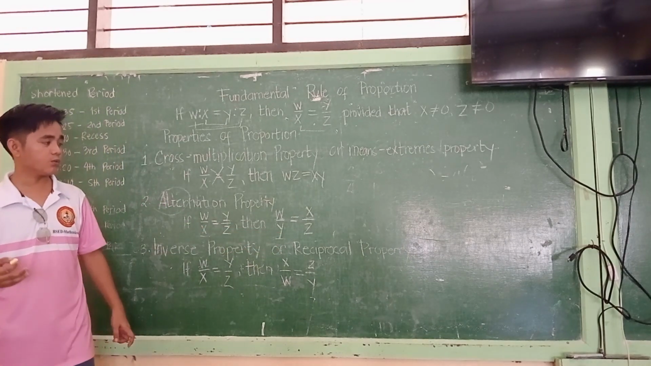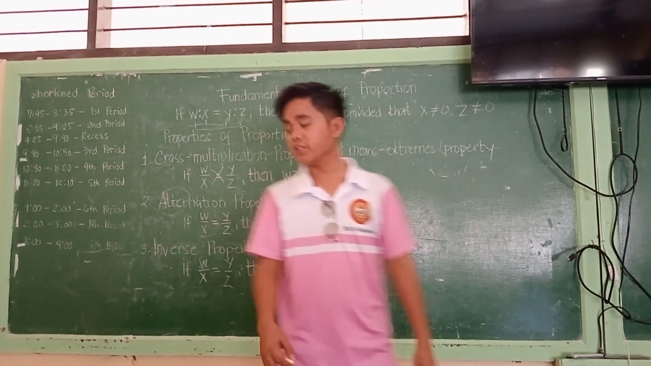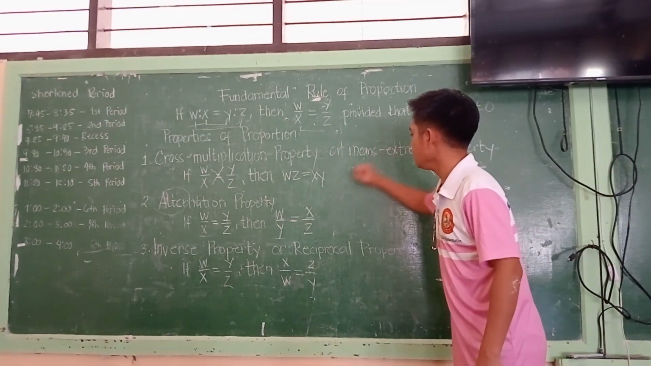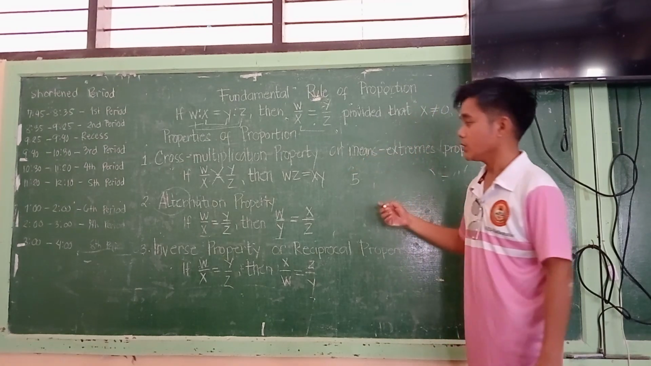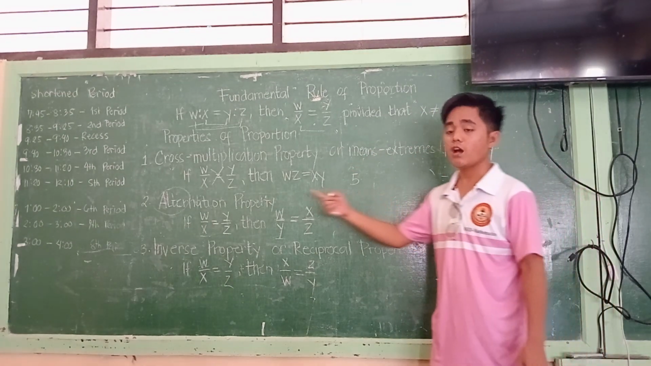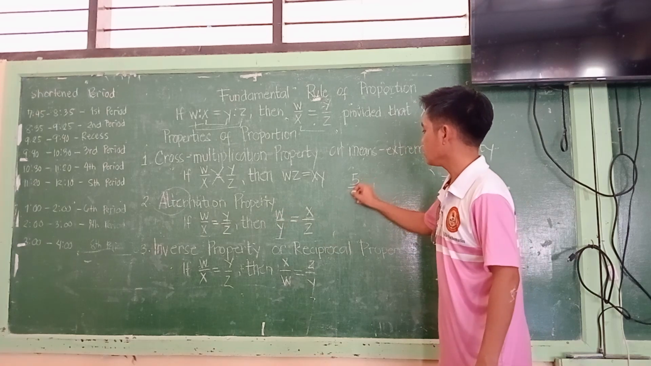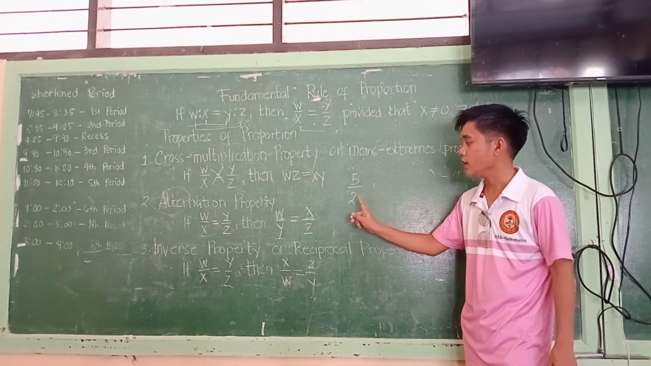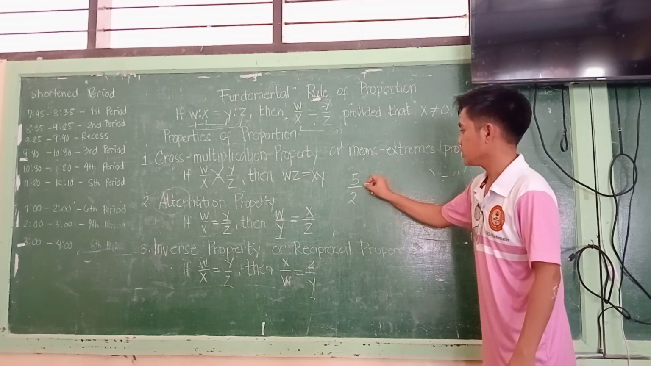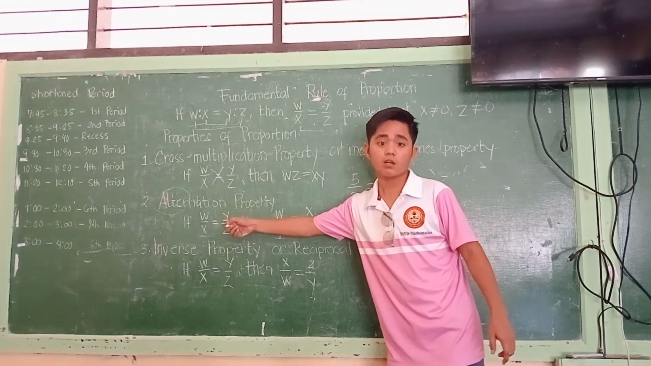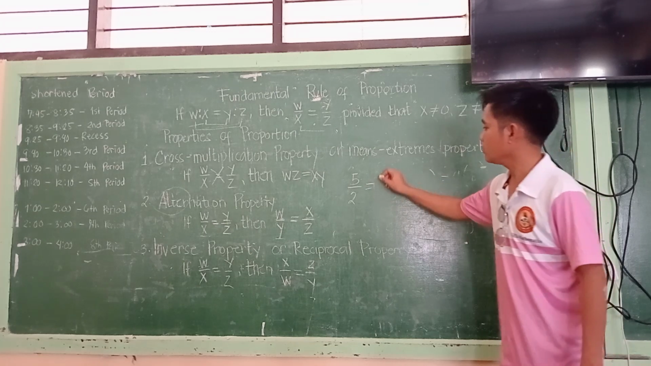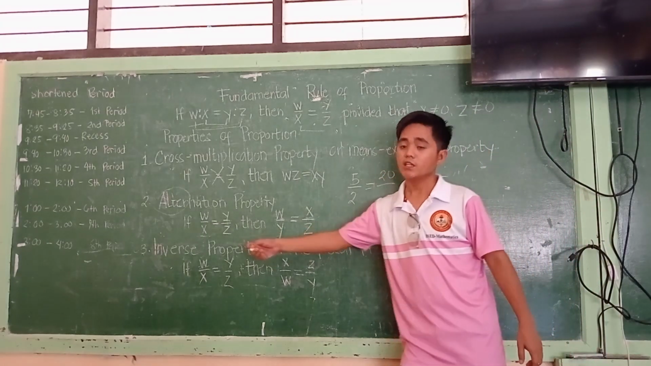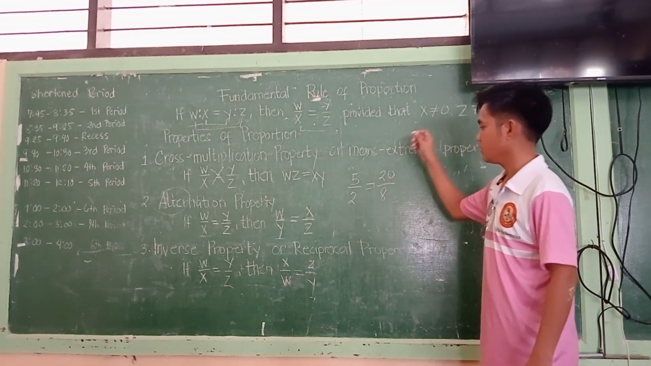Okay, let's put that into an example. Let's say our w is equal to 5, and our x is equal to 2. This is our w, and this is our x. Is equal to, let's say our y is equal to 20, and our z is equal to 8.